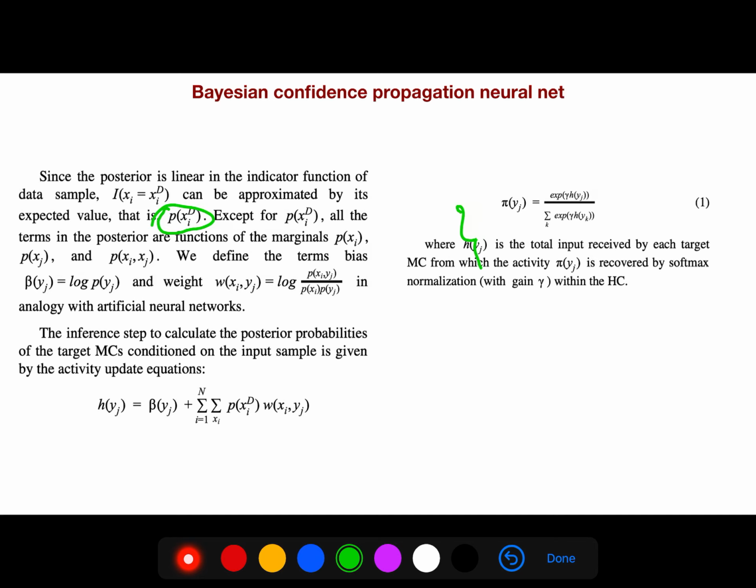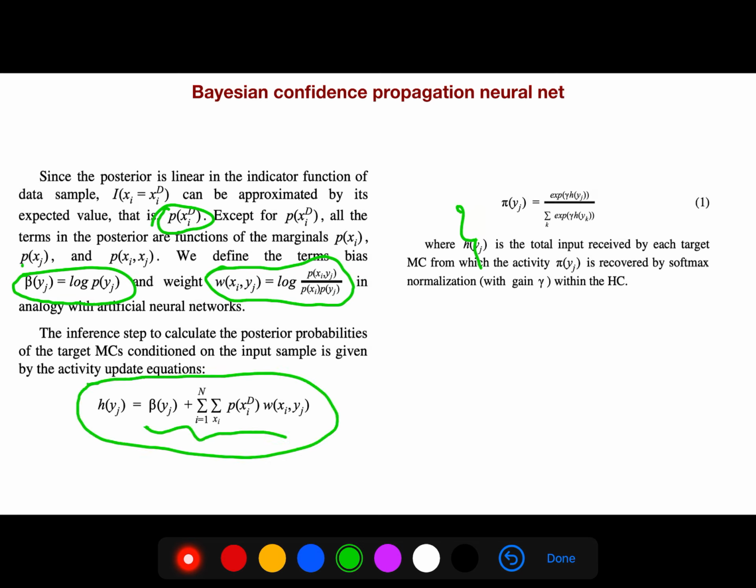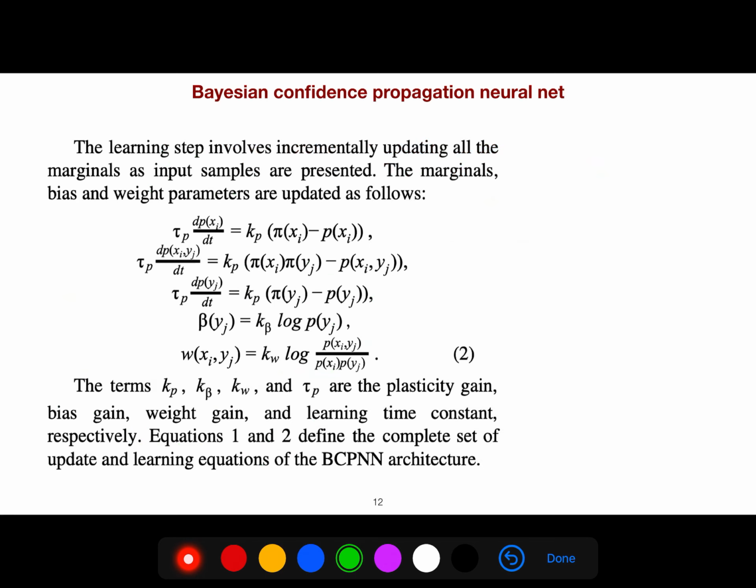Except for P of x sub i, all the terms in the posterior are functions of the marginals, P of x sub i and P of x sub j, and we define the term's bias, beta. And this is the way just like previous lectures. So just like previous lectures, we defined this, because this term is important, we call it h sub j. And you know, this is just a softmax of that. And just like the previous lectures, we model P because we should model that.